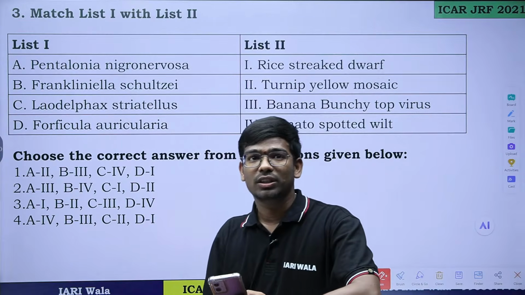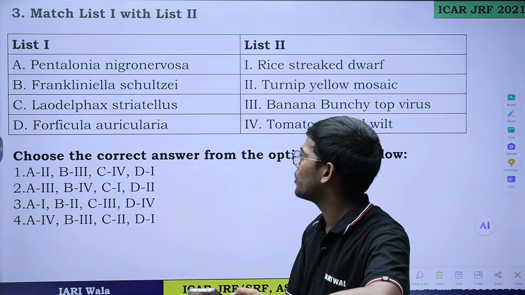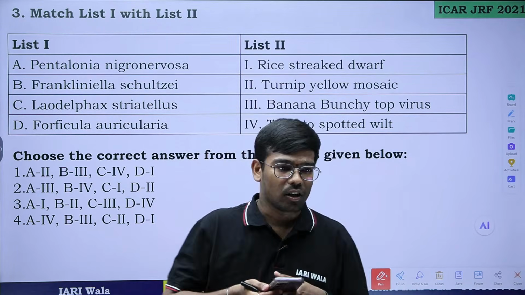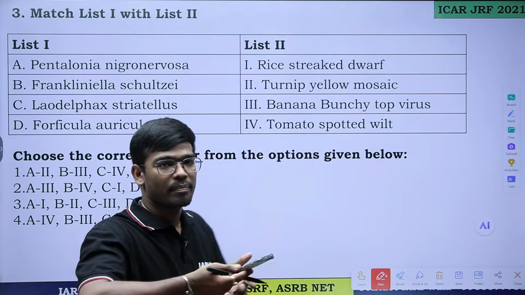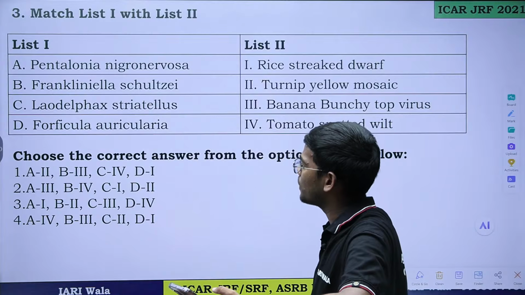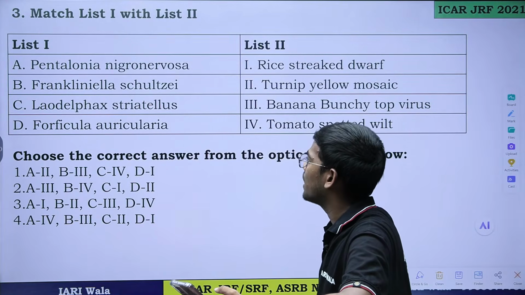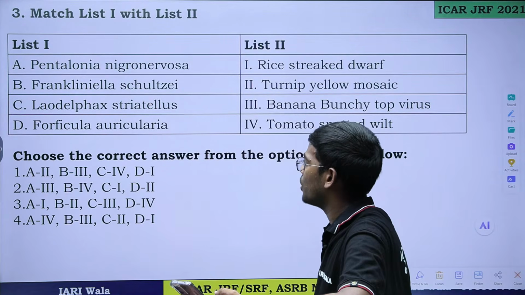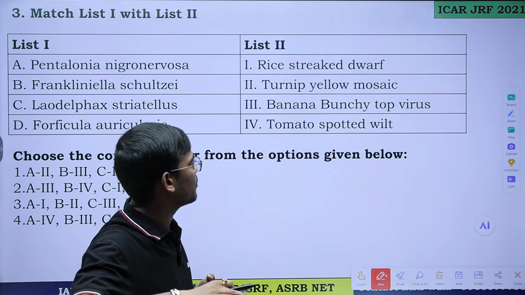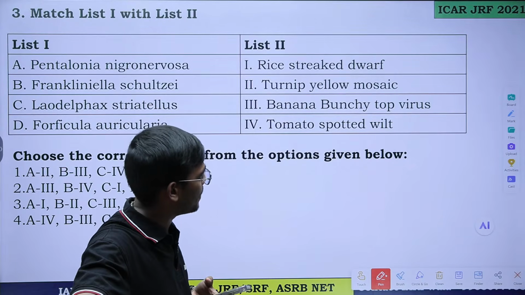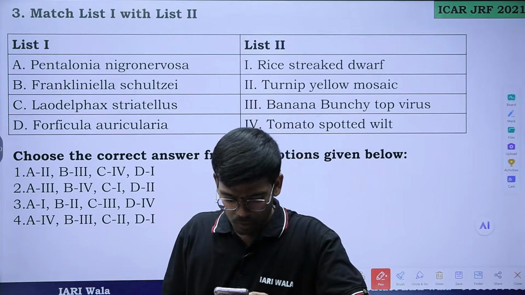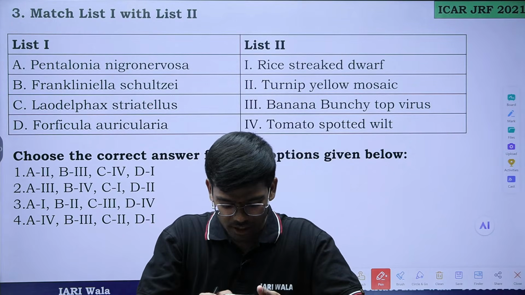And while coming to the third question, this is also a matching type of question. On the left side, they have given the different vector scientific names, and on the right side, the diseases. First we will see the vectors they have given: Pentalonia nigronervosa, Frankliniella schultzei, Laodelphax striatellus, and Forficula auricularia. And on this side, they have given rice streaked dwarf, turnip yellow mosaic, banana bunchy top virus and tomato spotted wilt virus. Many of the students were also responding to this question.